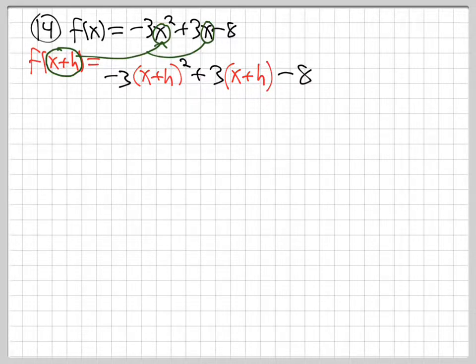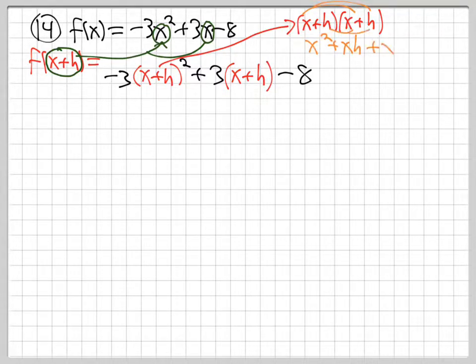So I'm going to take this again off to the side. x plus h times x plus h. That's what that x plus h squared is. And so what does that become? You know how to do that. First to both. So x squared plus xh. And second to both plus xh plus h squared. These two are like terms. So it's x squared plus 2xh plus h squared, isn't it?